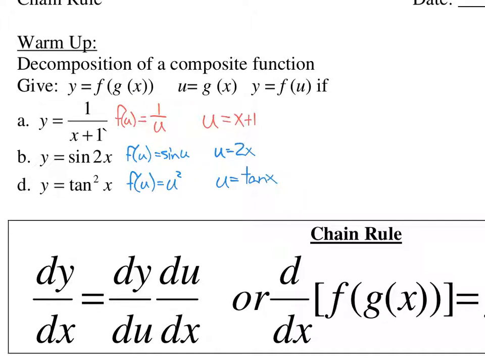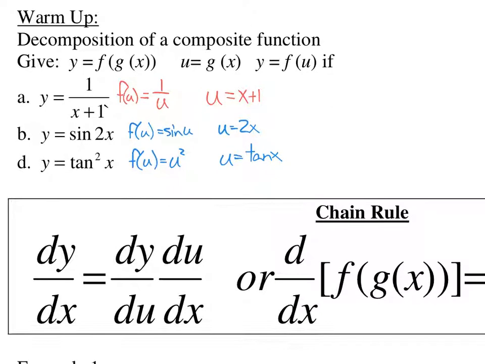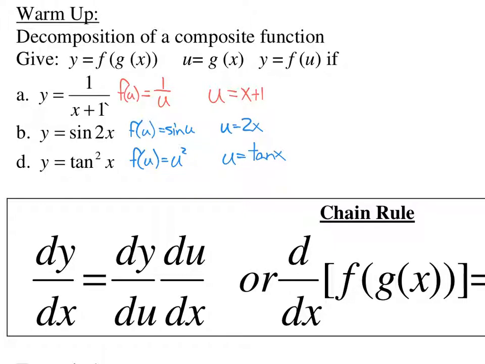Okay? Now, this is important because this chain rule says if we take the derivative of that f of u, that outer function, with respect to u. So that's what this dy du stands for here. And we multiply it by the derivative of u with respect to x, we'll get the derivative of the composite function.